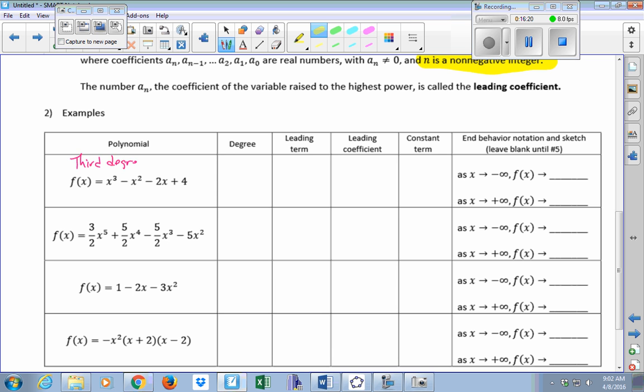We haven't even discussed what degree is, but we'll get there. What other name might we give to a third degree? When you look at the volume of something, what kind of units are on volume? Cubic. So this is also called a cubic polynomial.